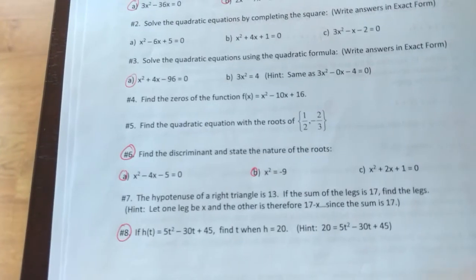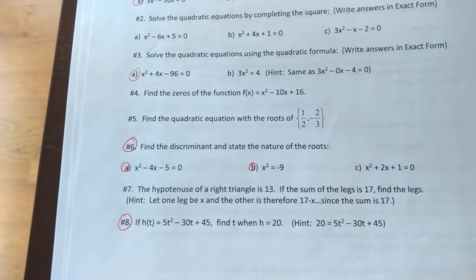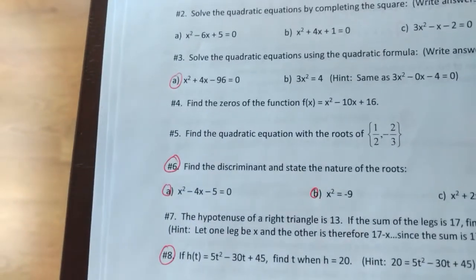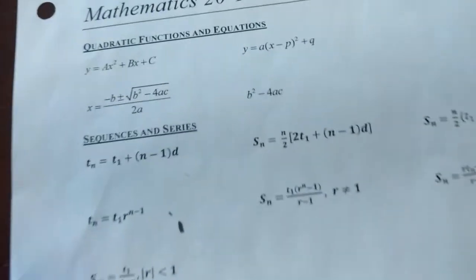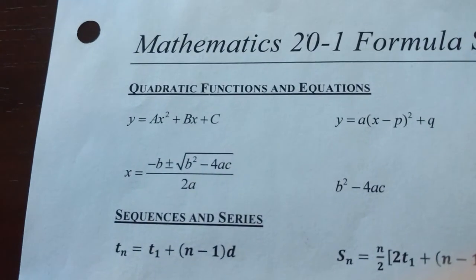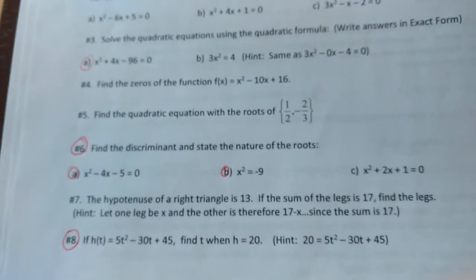Question number 6 now, it says find the discriminant and state the nature of the roots. It's been a while since we talked about the discriminant. The discriminant is actually just the part underneath the square root sign in the quadratic formula. And that whole discriminant is going to tell you how many roots you have.